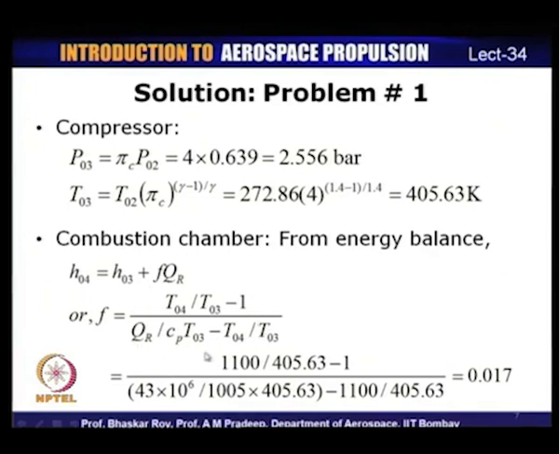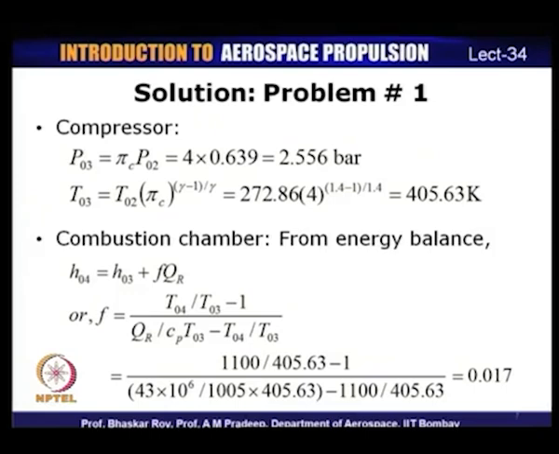So, all these parameters are known to us. So, we have to just substitute for these different values. So, we have T04, which is 1100 divided by T03, that is 405.63 minus 1 divided by QR, which is 43 megajoules per kilogram. So, we have converted that to joules. So, 43 into 10 raised to 6 divided by Cp, which is 1005 joules per kilogram Kelvin, multiplied by 405.63 minus the temperature ratios. So, if we simplify this, we get the fuel to air ratio as 0.017.